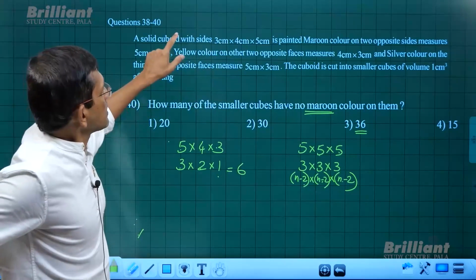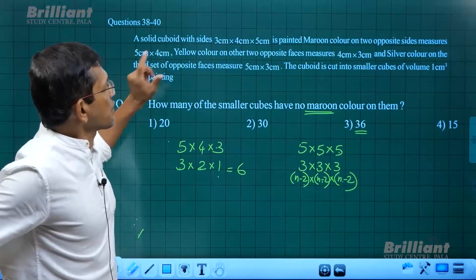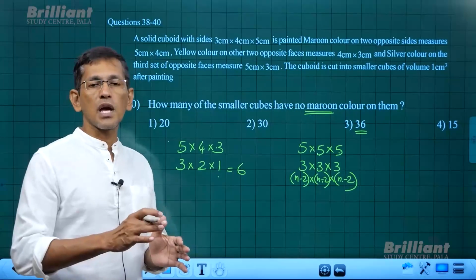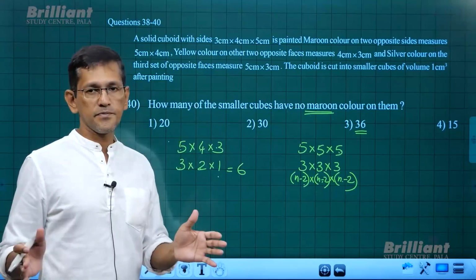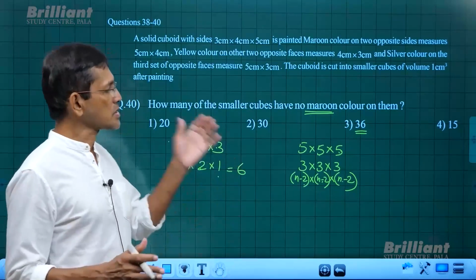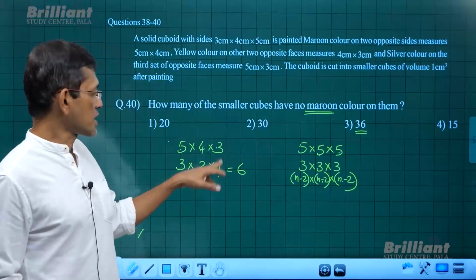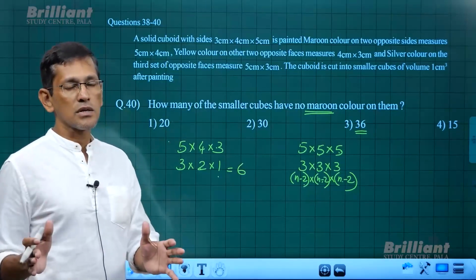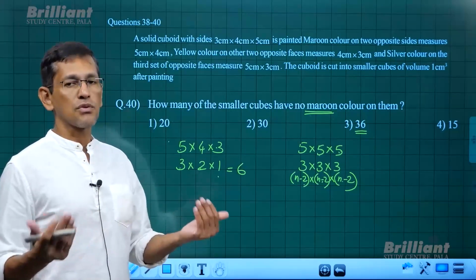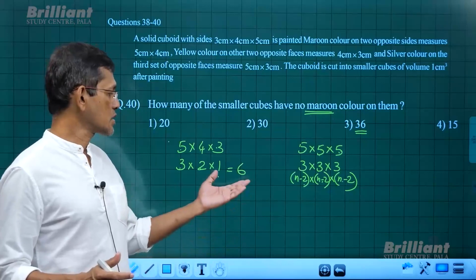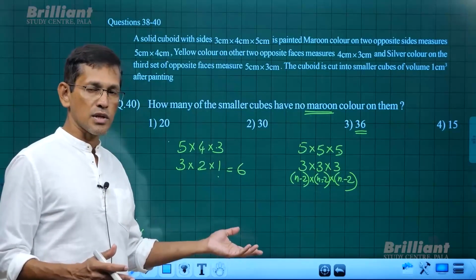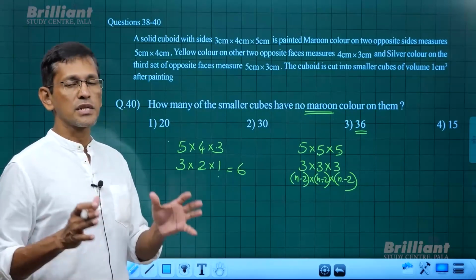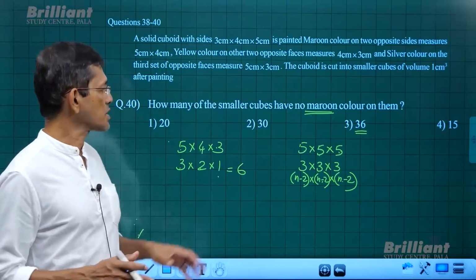Maroon color is painted on the face, which is 5 into 4. So one face has 5 into 4, 20 cubes with maroon color. On the opposite side, we have 5 into 4, 20. 20 plus 20 is 40. So 40 cubes have the maroon color. The total number of cubes is 5 into 4 into 3, which is 60. Out of 60, 40 have maroon color, so the balance is 20 without maroon color. In that 20, 6 cubes have no color on them, and the other 14 have some colors other than maroon. So altogether, there are 20 cubes without maroon color. So the answer is 20 right here.